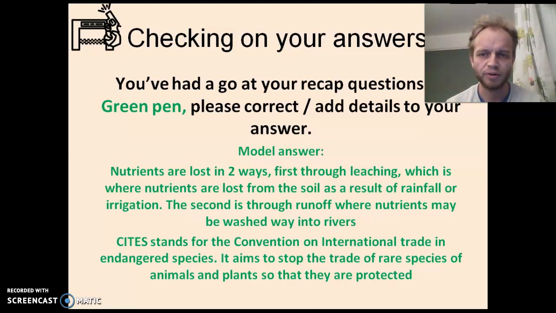CITES, as we discussed last lesson, stands for Convention on International Trade in Endangered Species. It aims to stop the trade of rare species of animals so that they are protected. Okay, so we want to protect those animals, and as I said, it's not just animals but also plants, making sure that they're protected too.